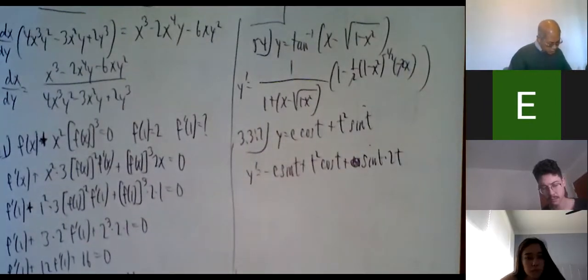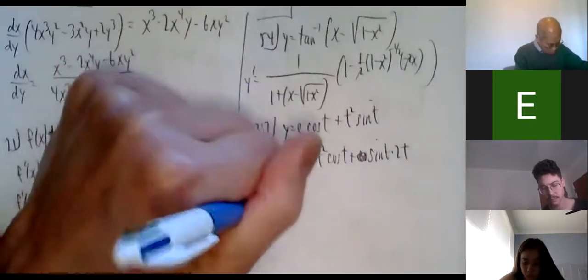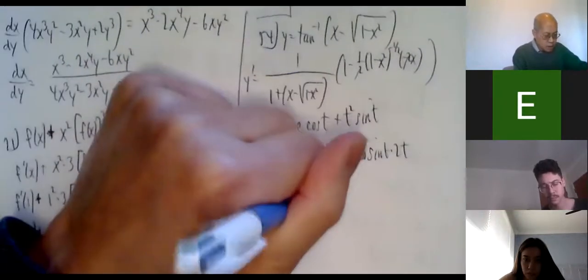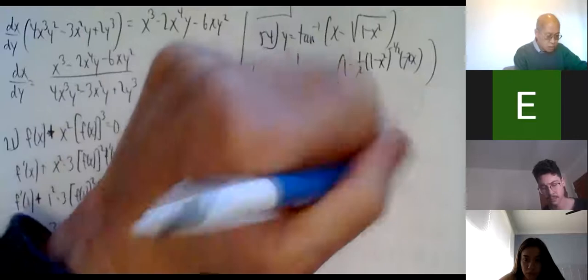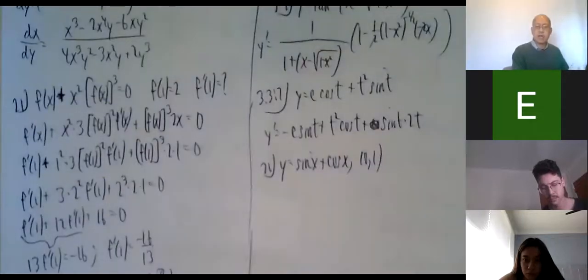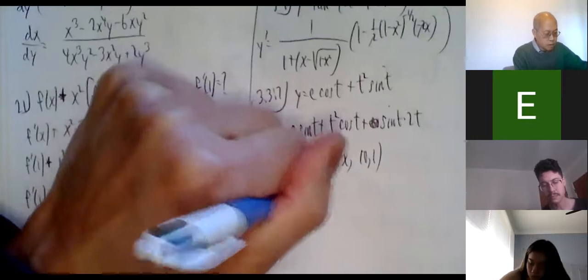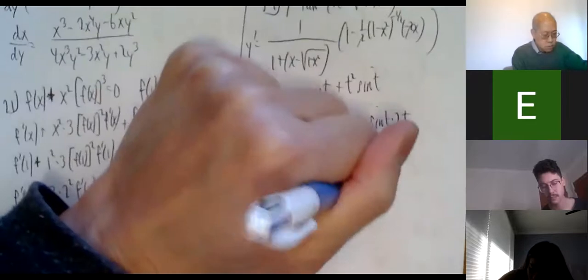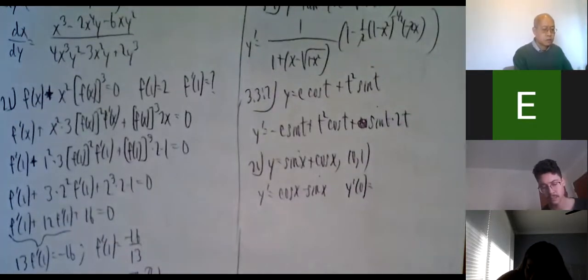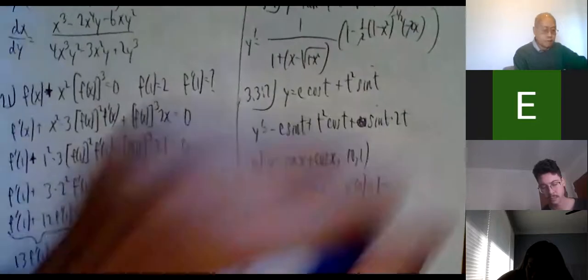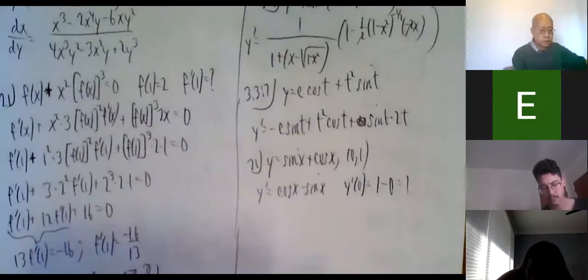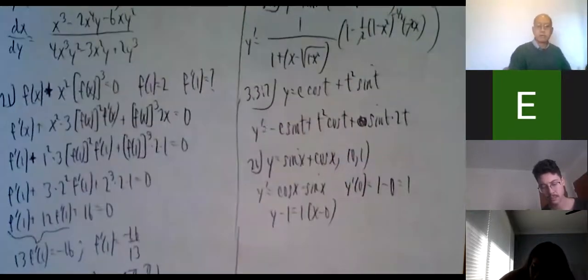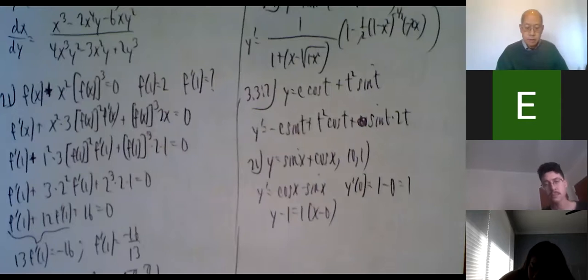21, equation of the tangent line. Y equals sine x plus cosine x, at the point 0, 1. Find the equation of the tangent line. Okay, so y prime is cosine x minus sine x. Plug in 0. Cosine of 0 is 1, minus sine of 0 is 0. So 1. Point slope: y minus y1 equals m times x minus x1. Okay, so that's that.